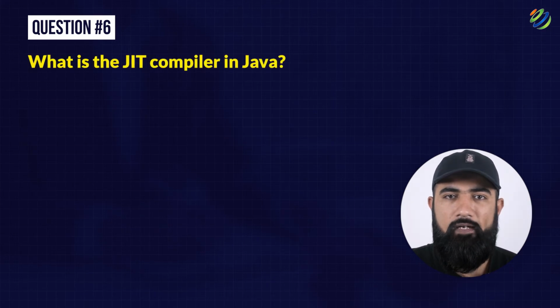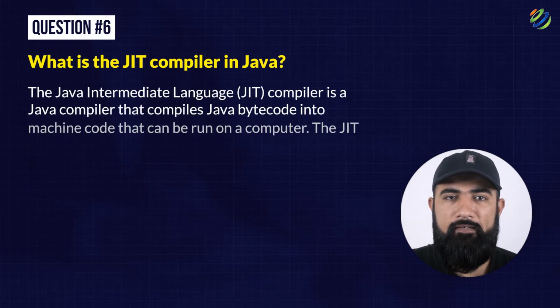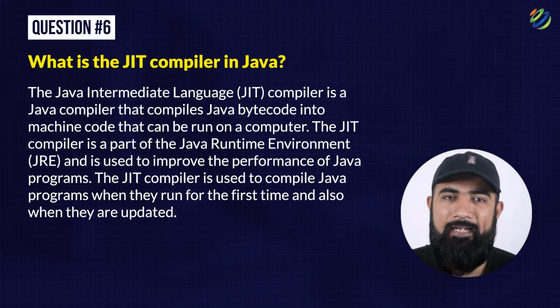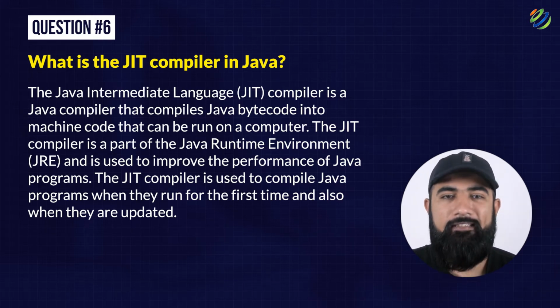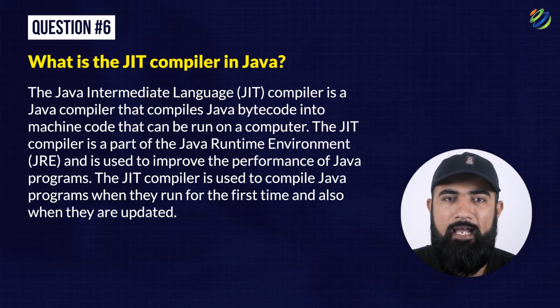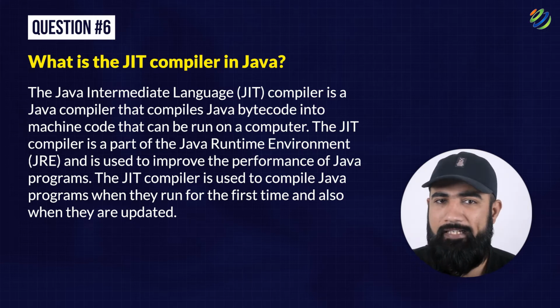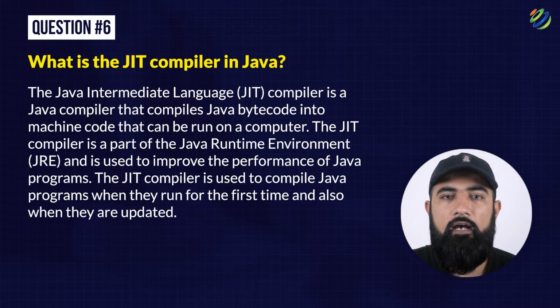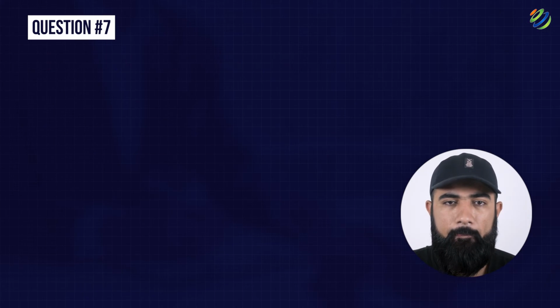Number 6. What is the JIT compiler in Java? Well, the Java Just-In-Time compiler is a Java compiler that compiles the Java bytecode into machine code that can be run on a computer. The JIT compiler is a part of the Java runtime environment and is used to improve the performance of Java programs. The JIT compiler is used to compile Java programs when they are run for the first time and also when they are updated.